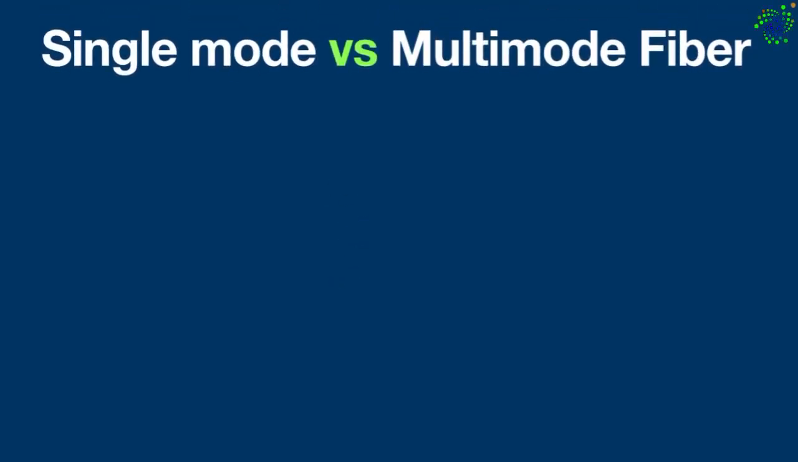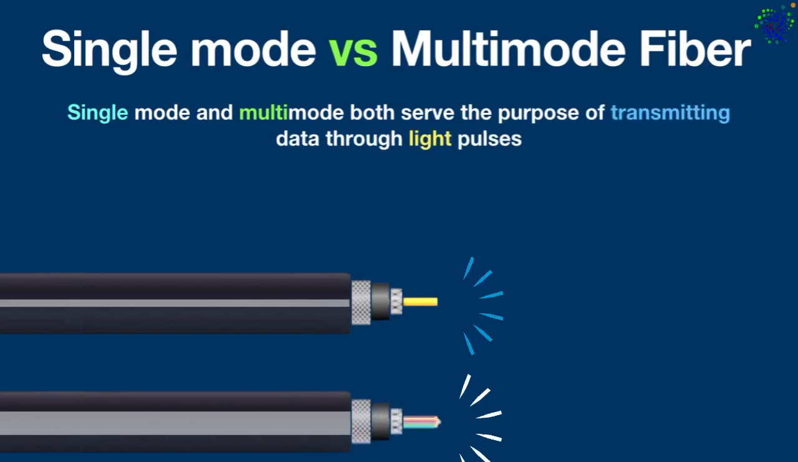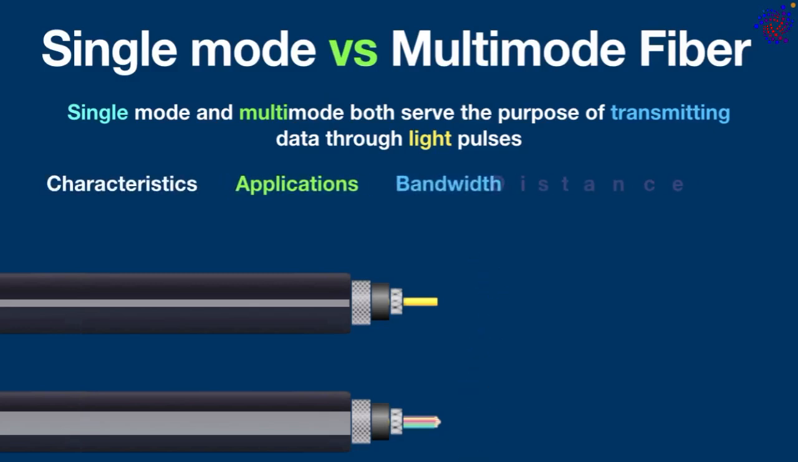Today in this tutorial we are going to talk about the difference between single mode and multi-mode fiber optic cable. Single mode and multi-mode both serve the purpose of transmitting data through light pulses. However, they differ significantly in their characteristics, applications, bandwidth, distance and cost. Understanding these distinctions is crucial for selecting the most suitable fiber optic cable.